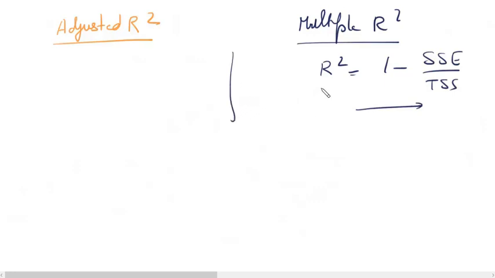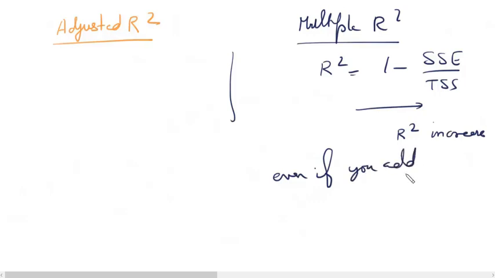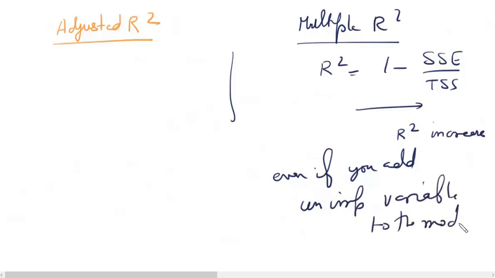Now multiple R-square has one disadvantage. The disadvantage is that even if you add variables which are not useful to the model, multiple R-square tends to increase, even if we add unimportant variables to the model. Which is bad, because in that case we will never know which variables are helping our model and which variables are not helping our model. Which is why we have another parameter called adjusted R-square.